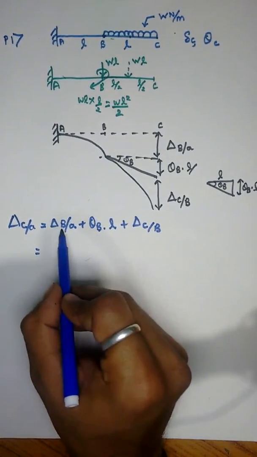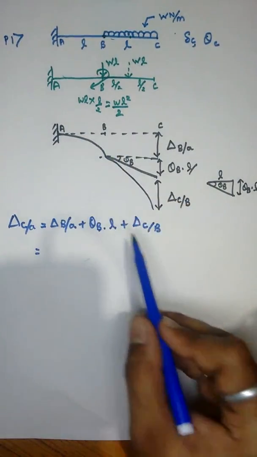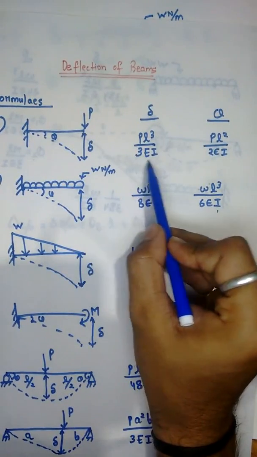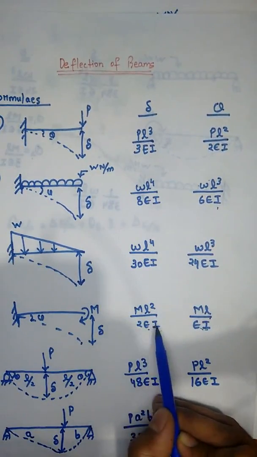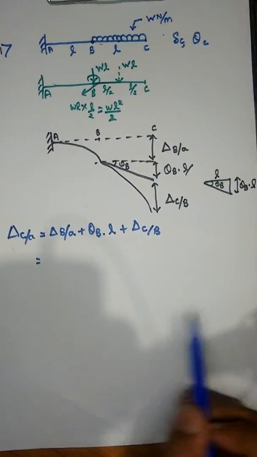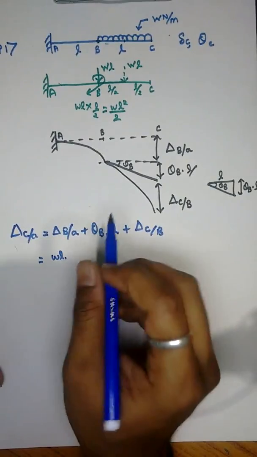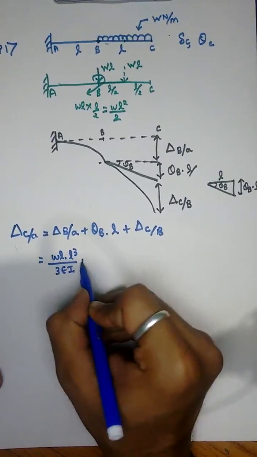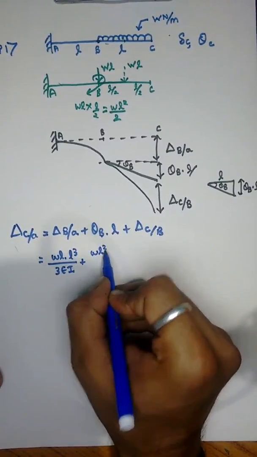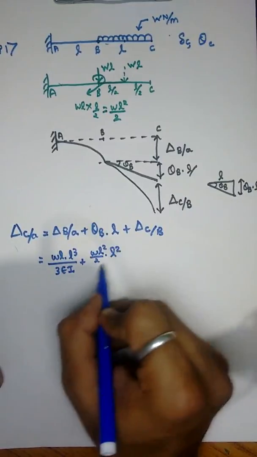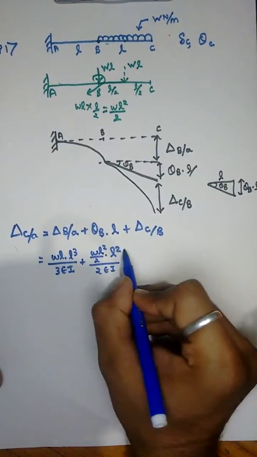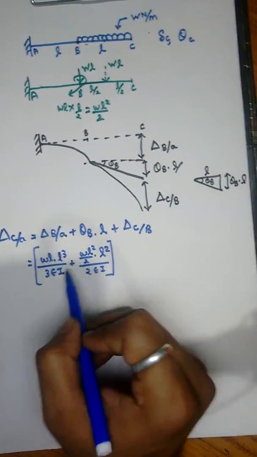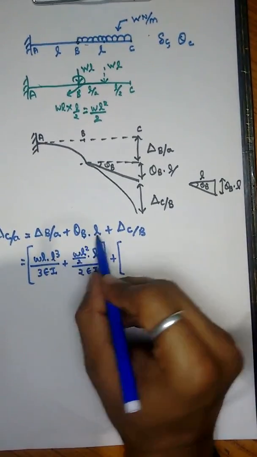So what is the deflection of B with respect to A? The deflection of B with respect to A is, due to point load, PL cube upon 3EI, and due to moment M, ML square upon 2EI. So it is P, which is WL, PL cube upon 3EI, plus M, which is WL square by 2, M L square upon 2EI. This is delta B with respect to A, plus theta B into L.